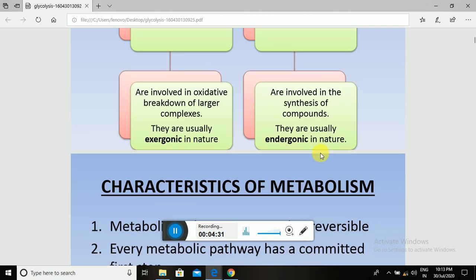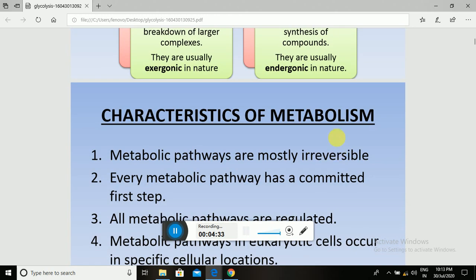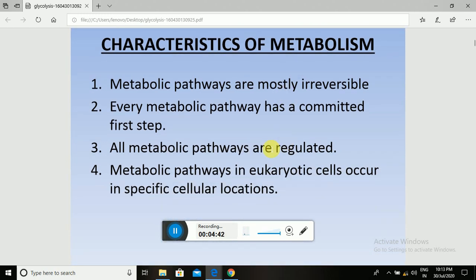So, what are the characteristics of metabolism? Metabolic pathways are mostly irreversible. They are carried out only in a forward direction, not in a backward direction. Every metabolic pathway has a committed first step. For example, glucose gets converted into glucose 6 phosphate. It is a committed step. Glucose 6 phosphate can't be converted back into glucose. So glucose gets converted into glucose 6 phosphate, and it is a committed step.